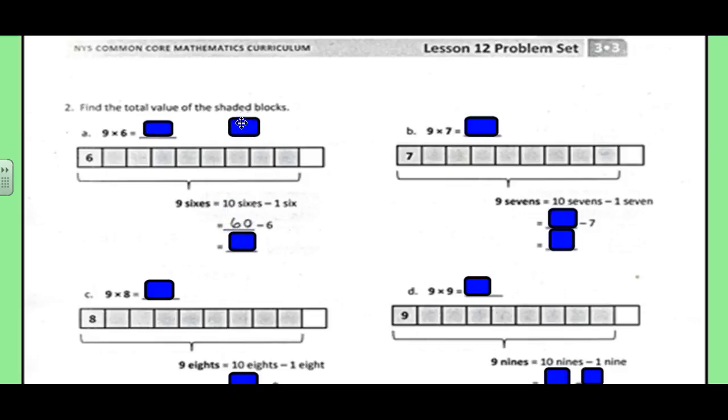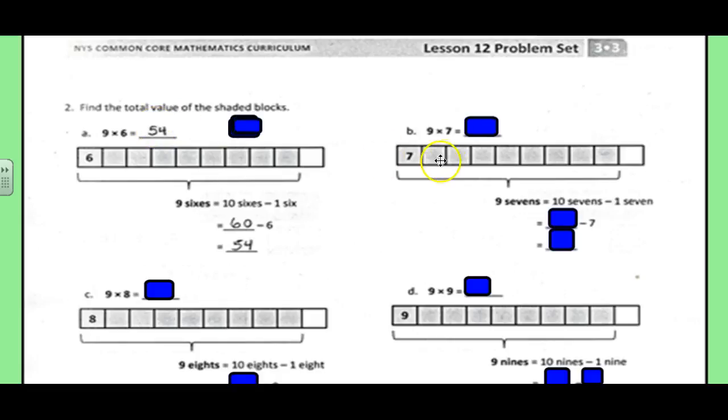Okay, so we have 60. So since we added a 6 to 9 6s, we've got to take one away. So we have to do 60 minus 6, and that will give us what 9 6s really is. So I want you to figure out what is 60 take away 6, and I want you to write that right here on your problem set. So 60 take away 6 is 54. So the answer to 9 times 6 is 54.